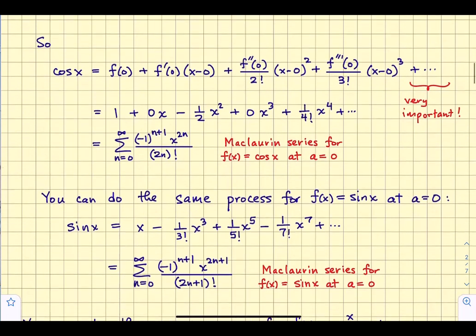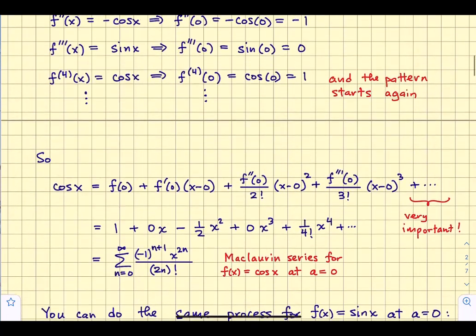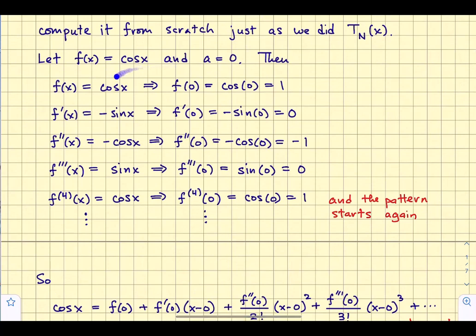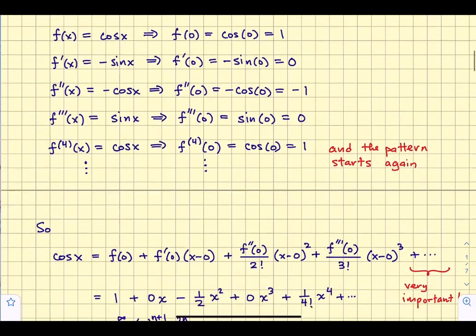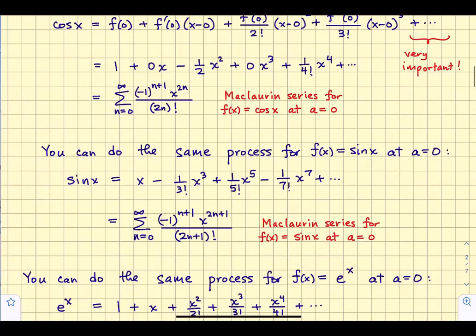You could do this exact same process. I won't show all of the details here, but this same exact process of manufacturing the Taylor series from scratch by just calculating the function and successively higher derivatives and evaluating those derivatives at the a value and writing out the expansion and generating the pattern so that you can write it in its summation form. And you could do this exact same thing for the sine function, and when you do that you get this.